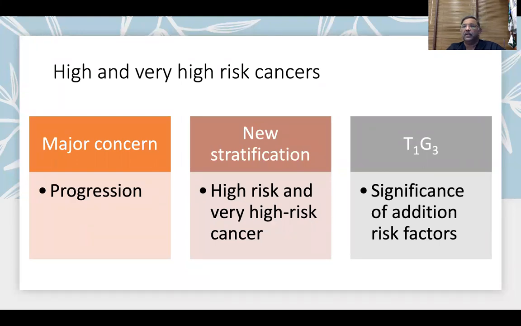The high and very high risk group is something which we need to look at more objectively. The major concern is progression to muscle invasive bladder cancer or metastatic disease. The new risk stratification of high versus very high risk is extremely important, because the high risk group was also quite variable.